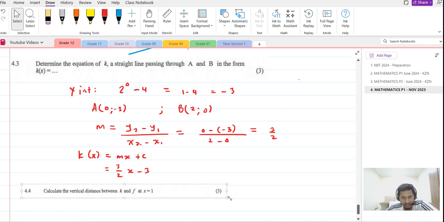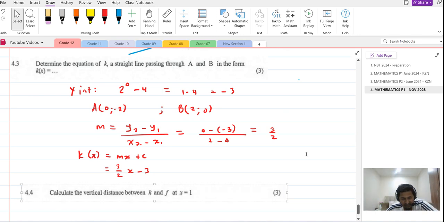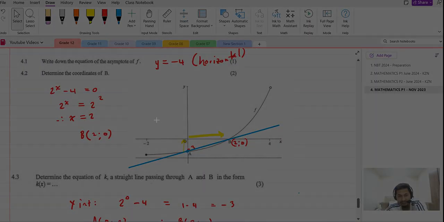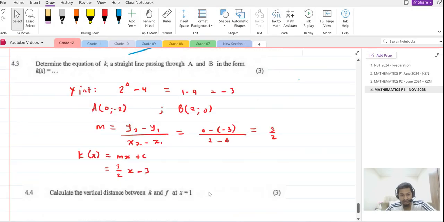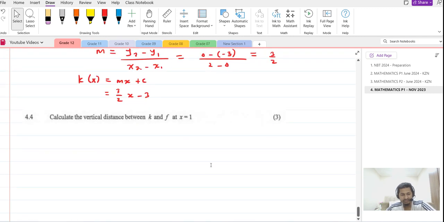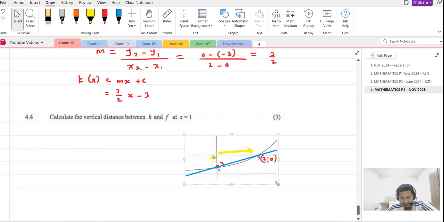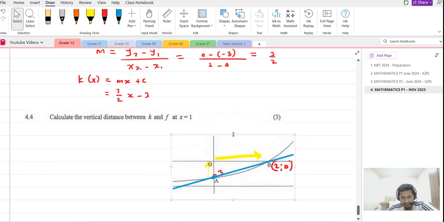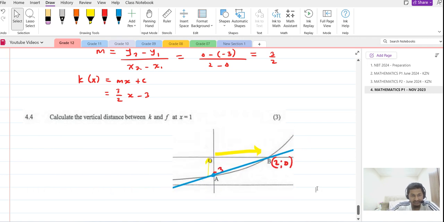Calculate the vertical distance between k and f at x equal to 1. Now at x equal to 1, what's the vertical distance? It's somewhere around here. It's the straight line minus the exponential function. Remember, we are looking at the vertical distance at 1. I'm just taking a portion of the graph to explain it to you. So we want the vertical distance which occurs here.